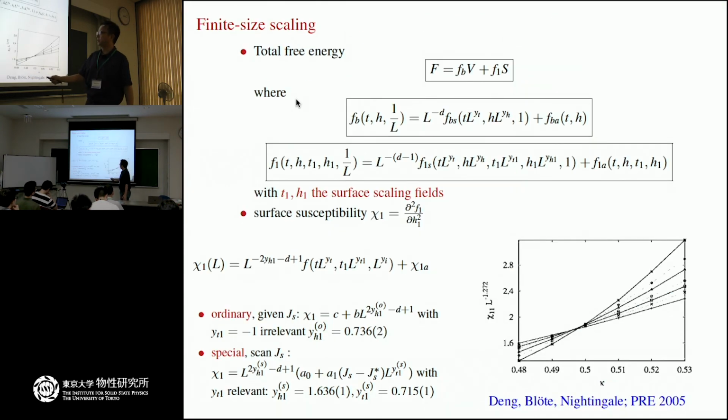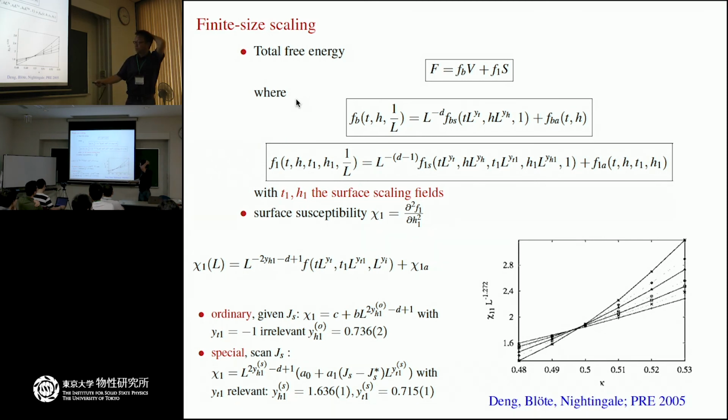Then you can find this chi1 is a constant plus a power law. And we can find this exponent yh10, which has this value. And this yt1 is irrelevant.